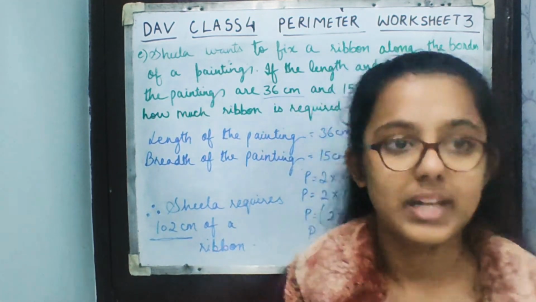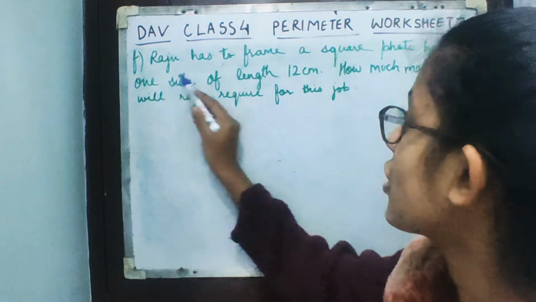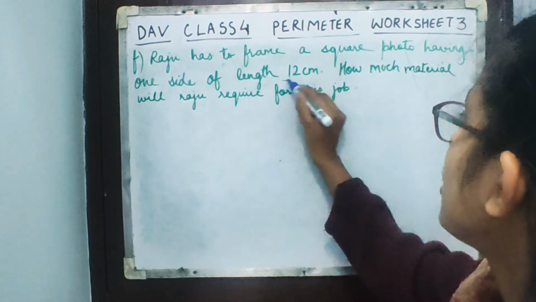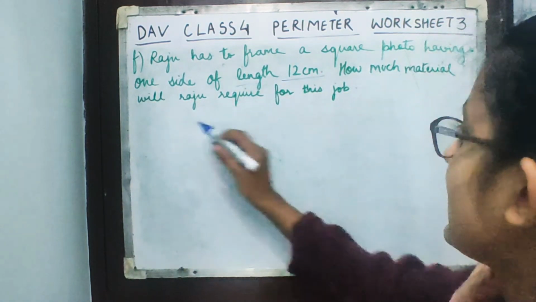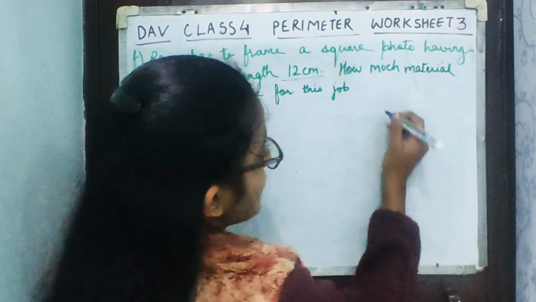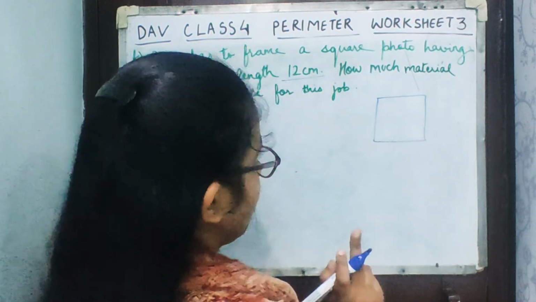Let's come to our next question. So our next question is the F part. Raju has to frame a square photo having one side of length 12 centimeter. How much material will Raju require for this job? So Raju has to frame a square photo. That means the photo is in which figure? A square figure.